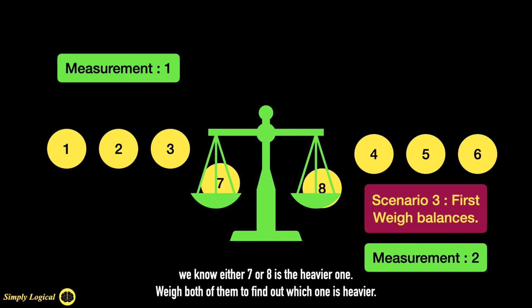Pick 2 balls and place them for measurement. By doing this, we will know which one is heavier. If they balance out, then the other is the heavier one. If neither side is heavier in the first step, proceed with balls 7 and 8. In the final weighing, weigh both of them to find out which one is heavier. By following these simple steps, we can find which ball is heavier in just 2 measurements.